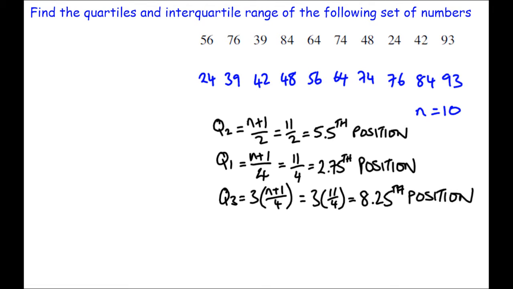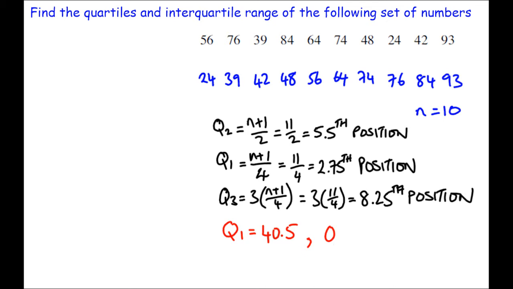Okay, now let's locate these values. Be extremely careful. Q1 is where I'll start, and Q1 is in the 2.75th position. This means it is located in between the second and third data point. I'm going to find the value exactly in between the second and the third data point. So we're looking at 39 and 42. To find the middle of these two values, you can add them together and divide by 2. And that leads you to 40.5. Q1's 40.5, 1/4 of the way through the data.